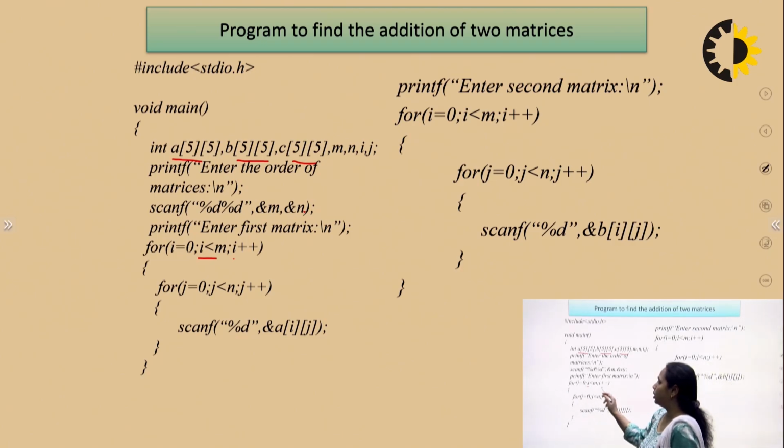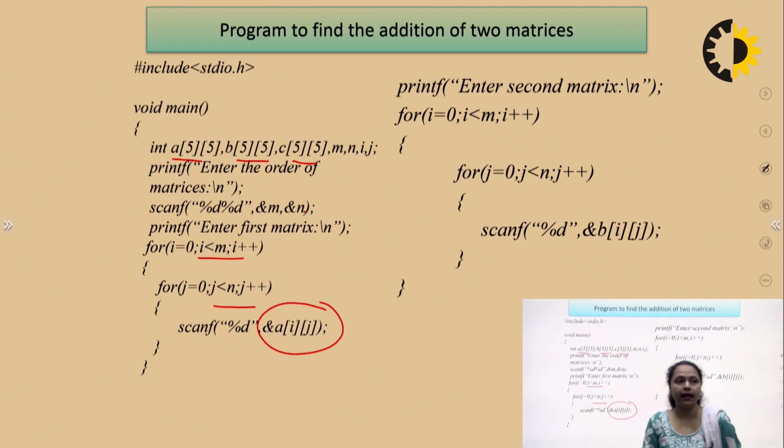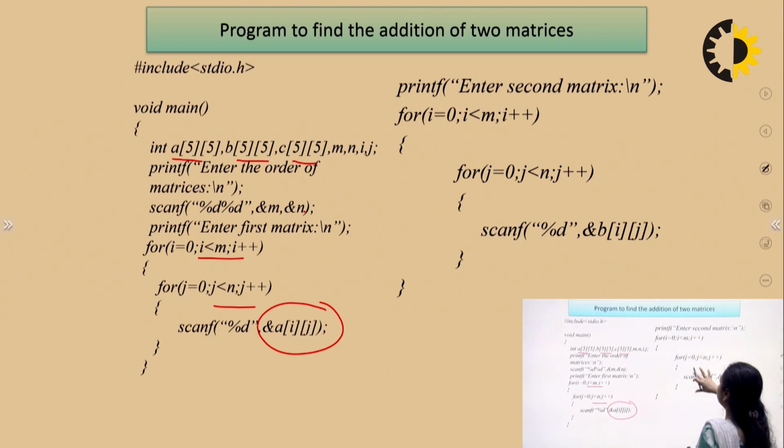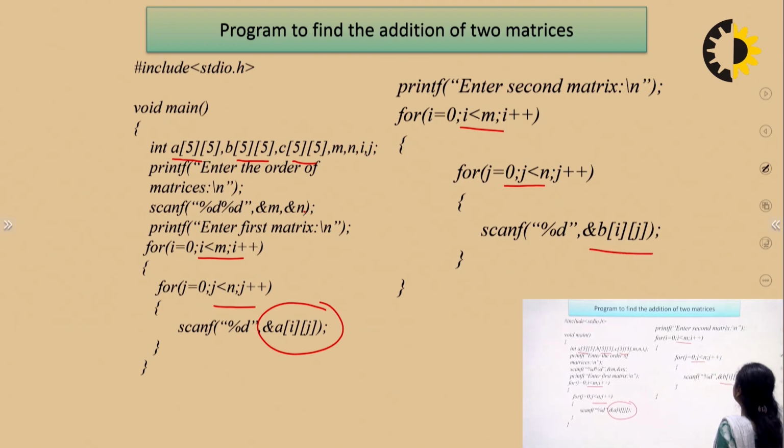The outer loop is for rows, that is from 0 to m, and the inner loop is for columns, that is from 0 to n. In it, we take values a[i][j], meaning data is stored in array A. Next, the second matrix follows the same method with rows and columns. The number of rows and columns remains the same because we are performing addition of matrices, and here we store data in matrix B. Now we have two different matrices, A and B.